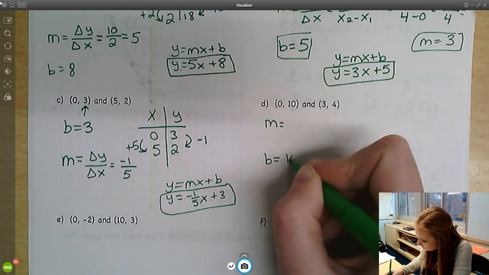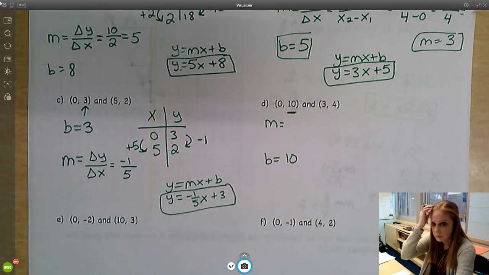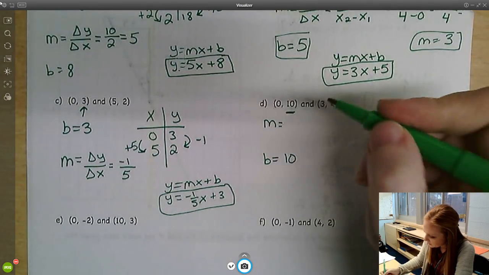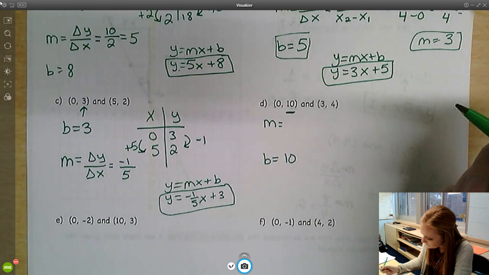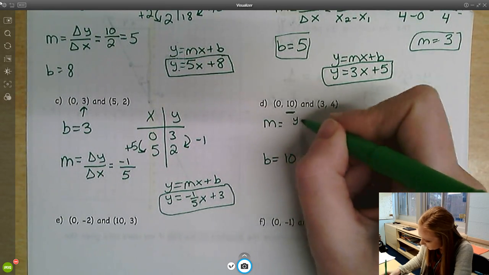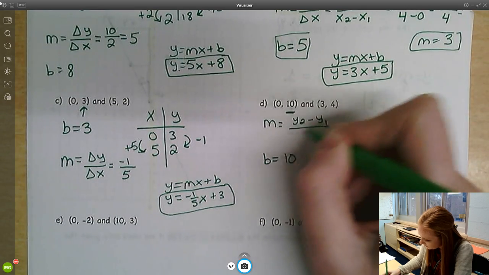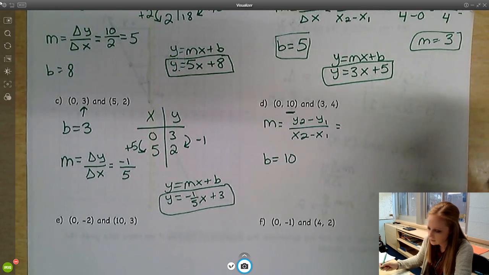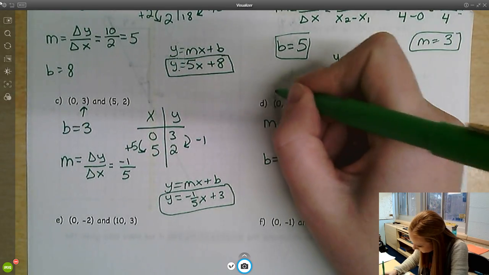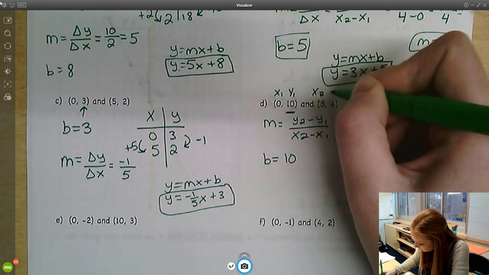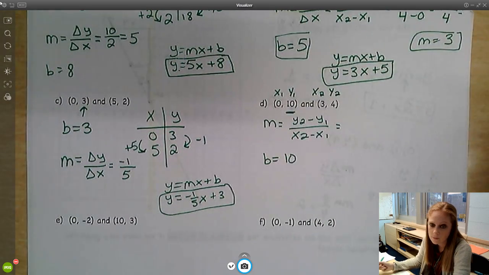Our y-intercept is going to be 10 because it's whenever the x is 0, that y-coordinate is your y-intercept. Let's find the slope now. So we'll do this by using the formula. So y2 minus y1 over x2 minus x1. Change in y over change in x. So here's my x1, here's my y1, here's my x number 2, and here's my y number 2.